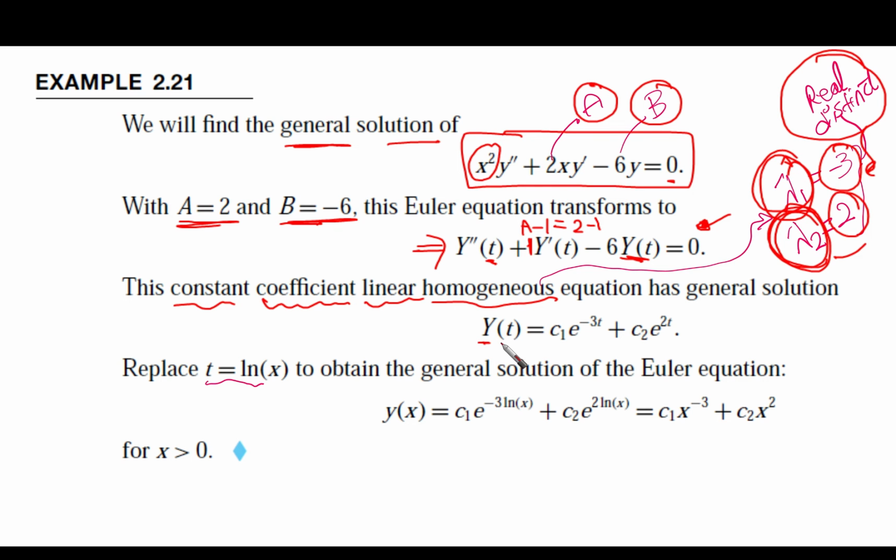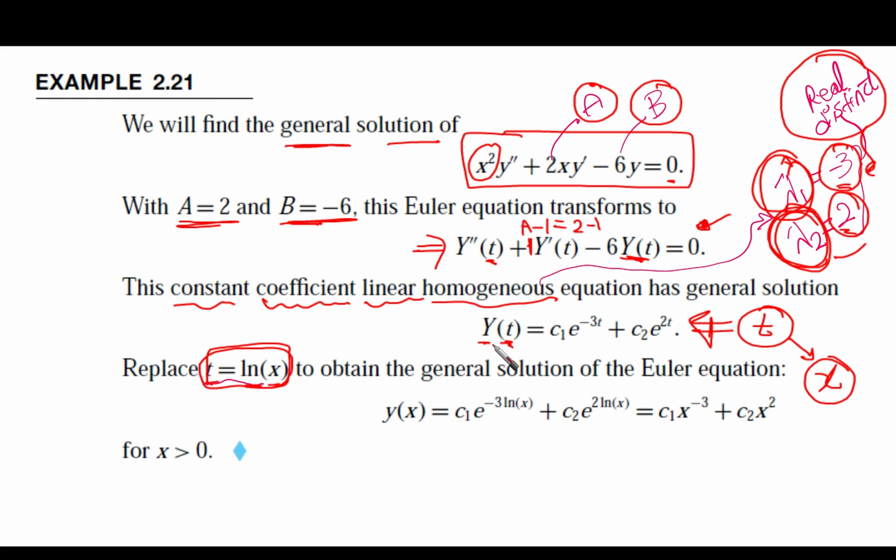Y capital of the parameter t, c1 times e to -3t plus c2 e to 2t, right? We have -3 and 2 for our real distinct roots. And this is the equation. Now remember that this is a function in t. Still we didn't go to our final destination, which is that we want to have the general solution for x, not t. So now replace t with ln x to obtain the general solution of our Euler equation.